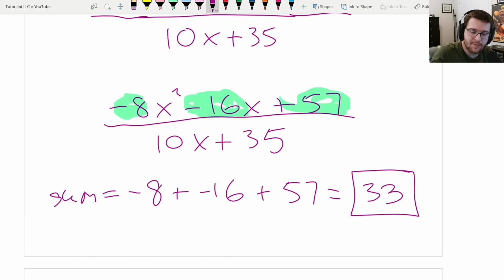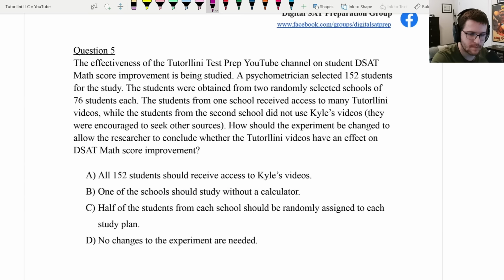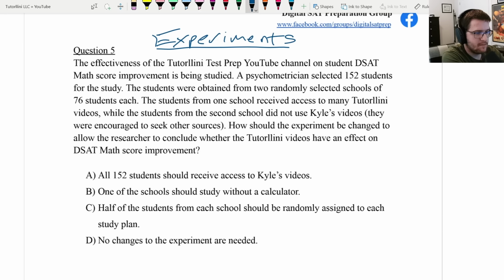Okay, let's move on to the next one. Okay, everybody, so this is an experiments question. And this is really rare. So I wanted to include this because if it comes up on your test, you're probably going to have never seen it before, right? So it's a good thing to review last minute.